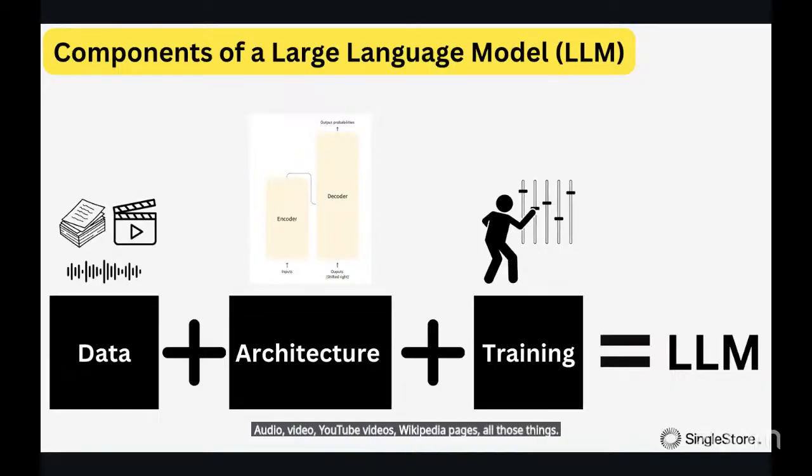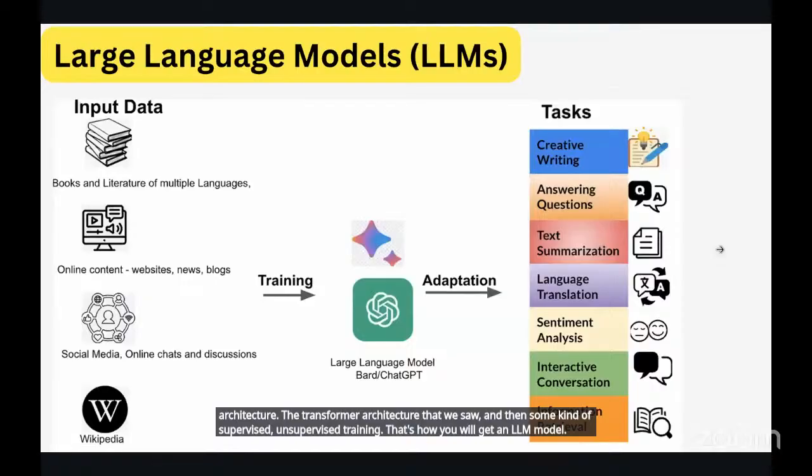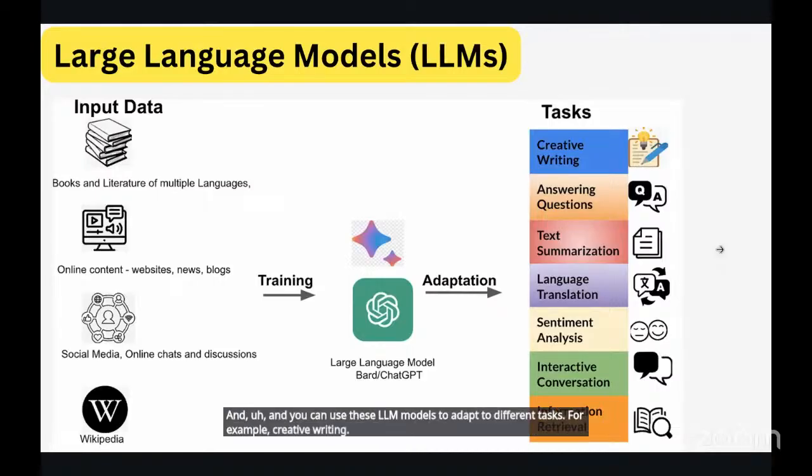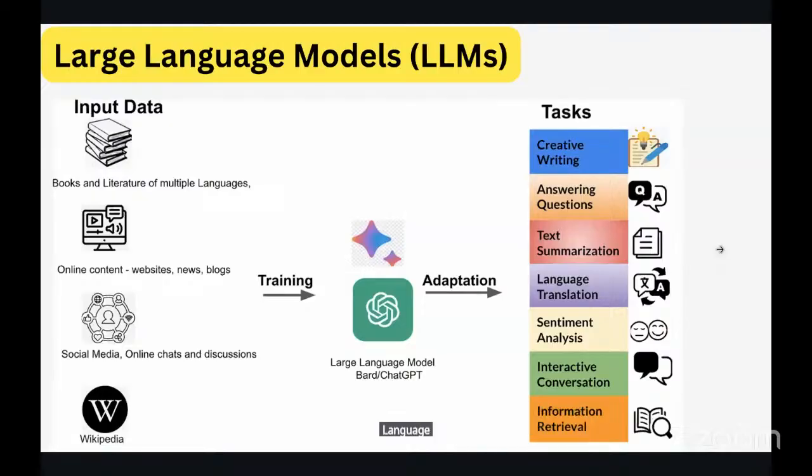And then the architecture, the transformer architecture that we saw, and then some kind of supervised, unsupervised training. That's how you will get an LLM model. And you can use these LLM models to adapt to different tasks, for example, creative writing, question answering, text summarization, translation, sentiment analysis, interactive conversation, and information retrieval.